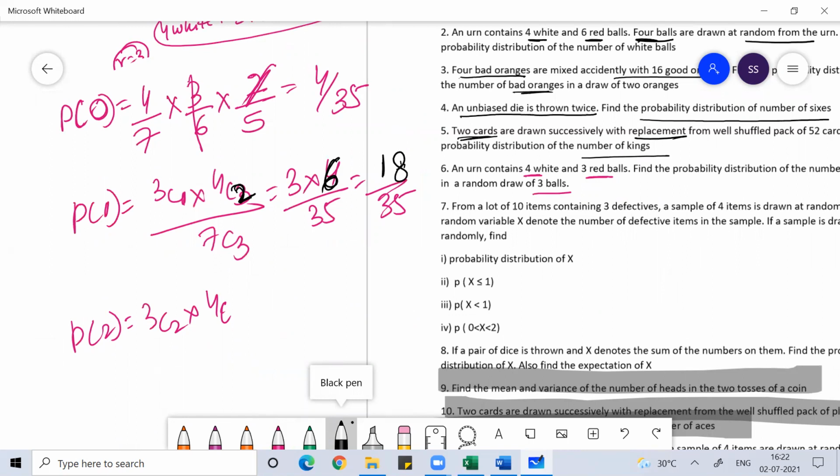So this is 3C2 into 4C1 by 7C3. 3C2 is 3, 4C1 is 4, divided by 35. Means that would be 12 by 35.